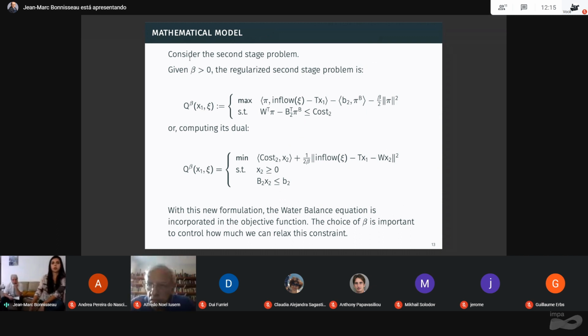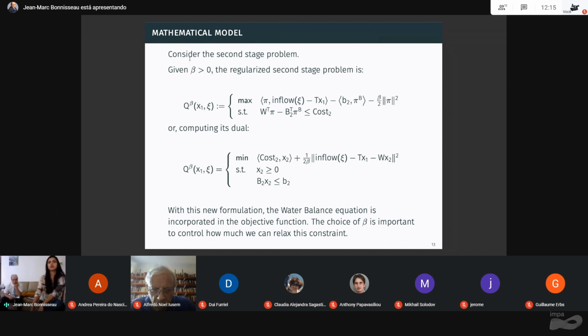So what we propose is to regularize this dual future cost function. It means that in the objective function, we add a term that is pi squared multiplied by a parameter beta over 2. This new future cost function is called beta q beta, and it is the dual regularized future cost function.